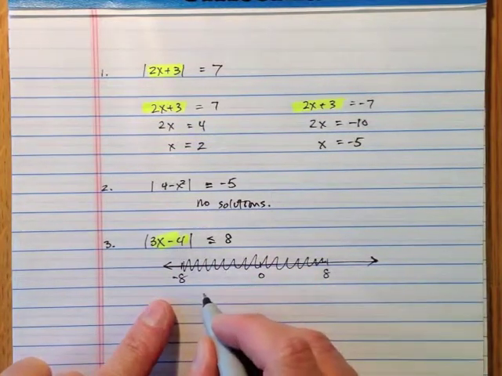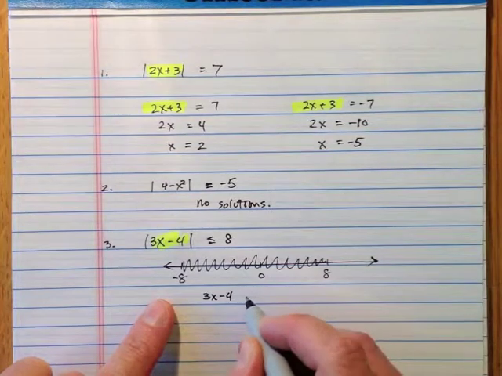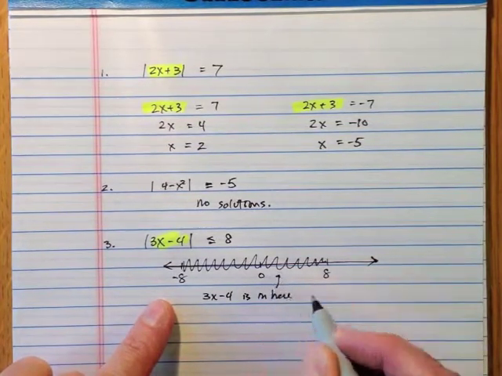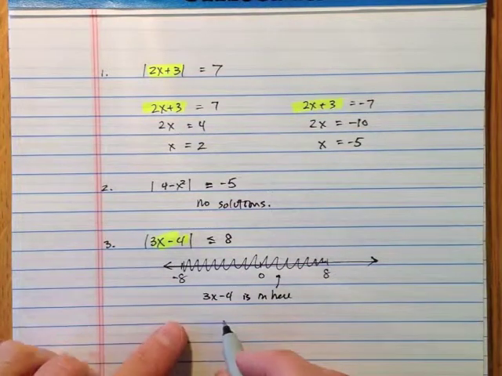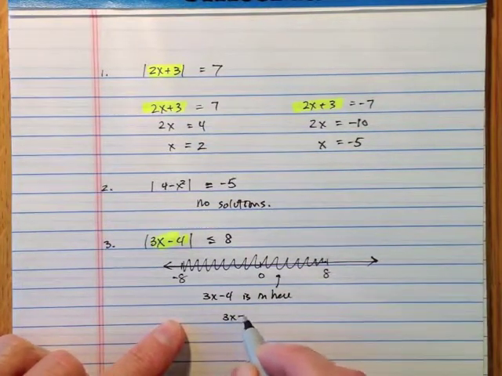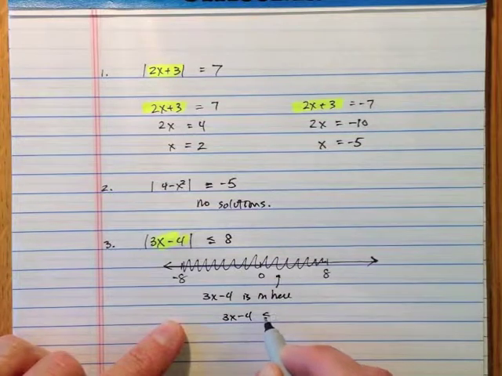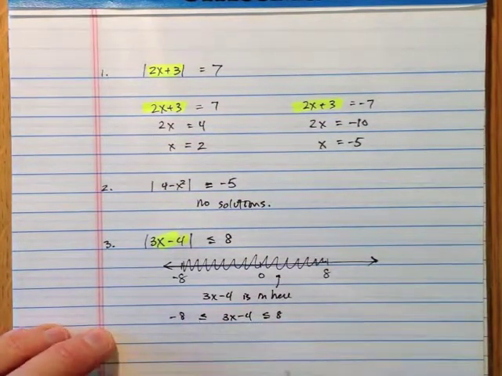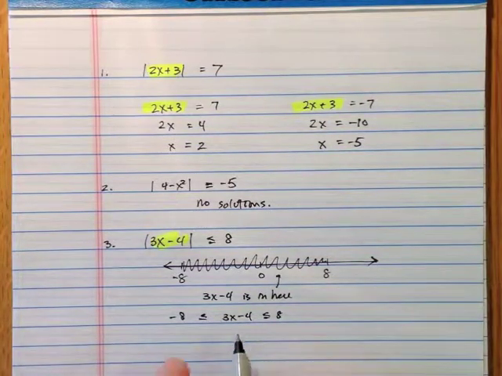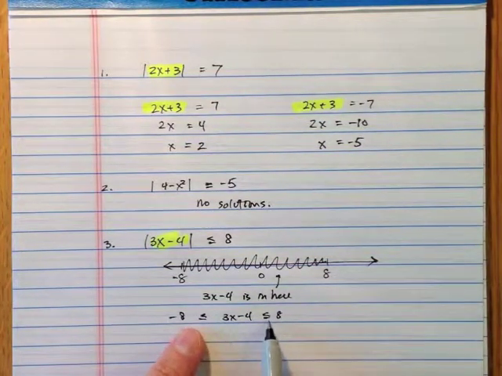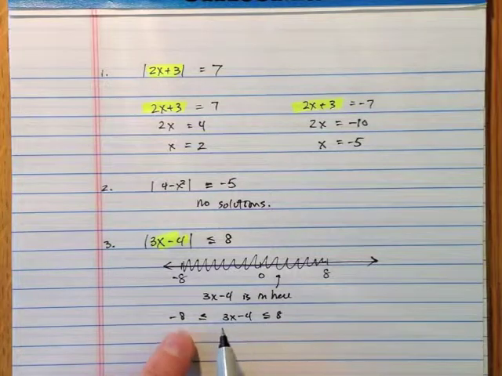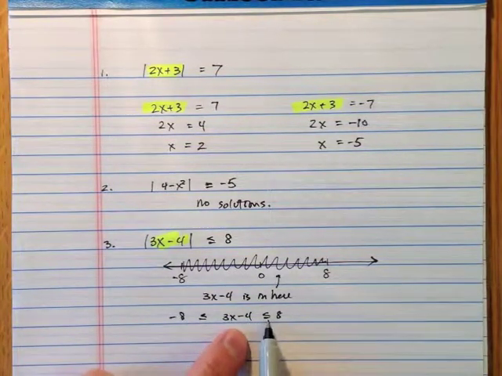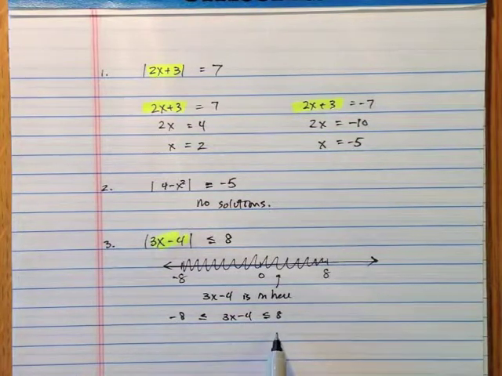So what I know is that 3x minus 4 is in here. It's in this squiggly area. So rewrite that without absolute values. 3x minus 4 is less than or equal to 8, and also greater than or equal to negative 8. Whenever we write two inequalities in a row like this, we mean that they occur simultaneously. 3x minus 4 is bigger than or equal to negative 8 and less than or equal to positive 8.